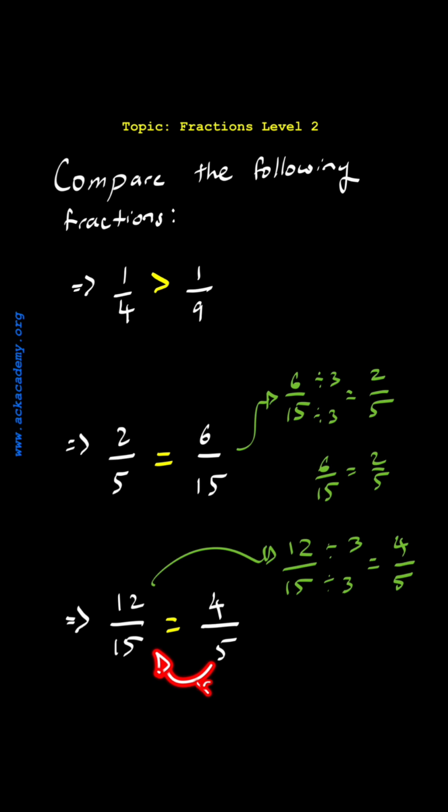So 5 times 3 gives me 15, and 4 times 3 gives me 12. So these are equivalent.